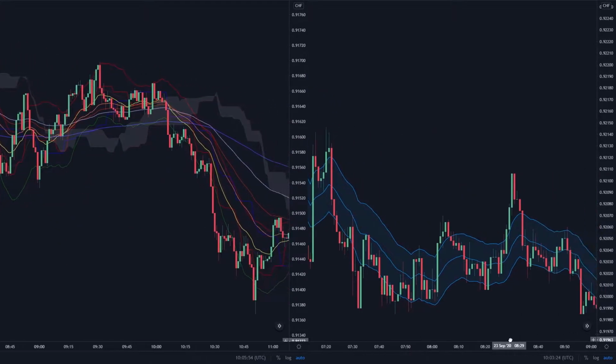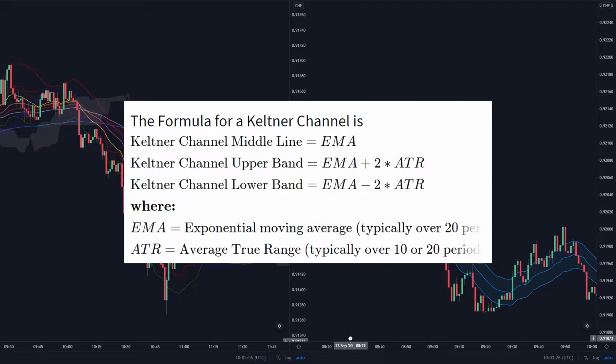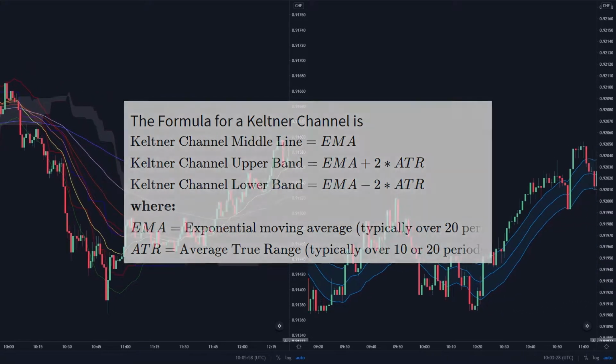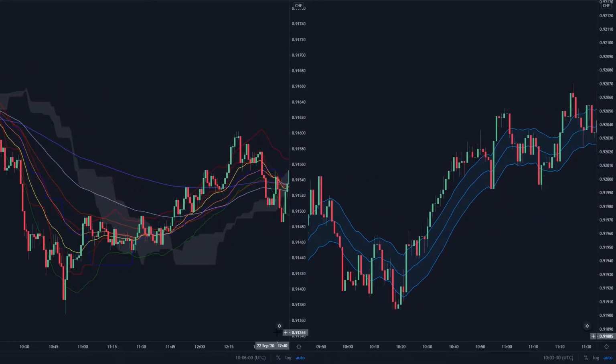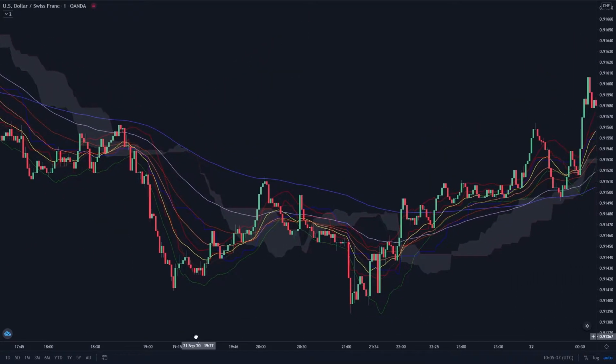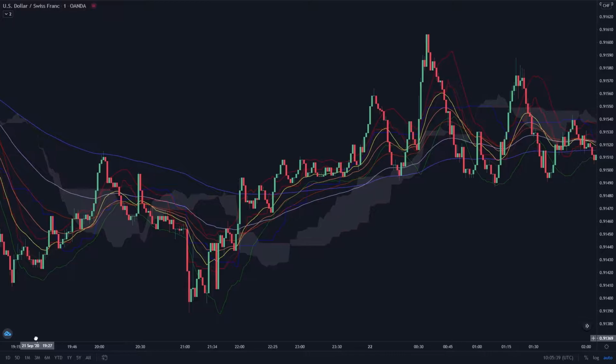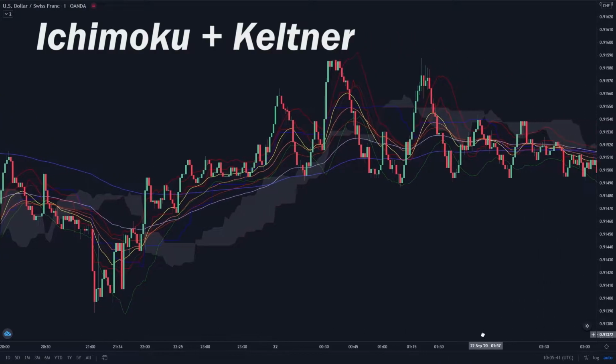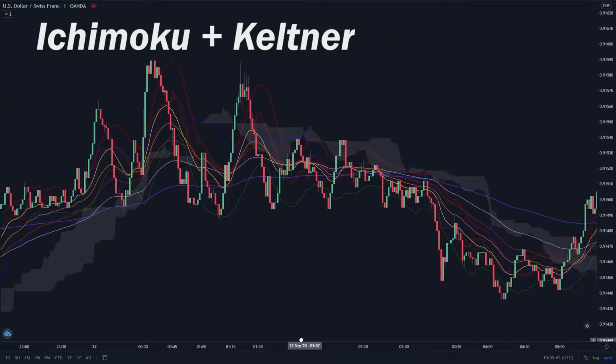So I won't be wasting your time explaining the calculations and the codes of the indicator because that's not going to make you money. Instead, I'm just heading straight into the backtest. So let's start with the fun stuff. The first indicator that I'm going to be backtesting is the Ichimoku plus Keltner channels.